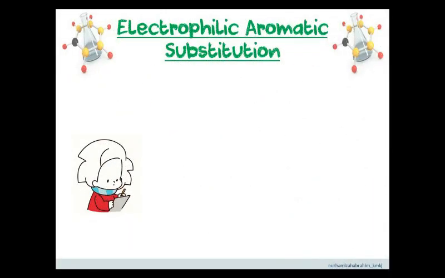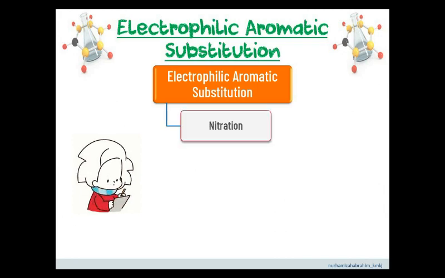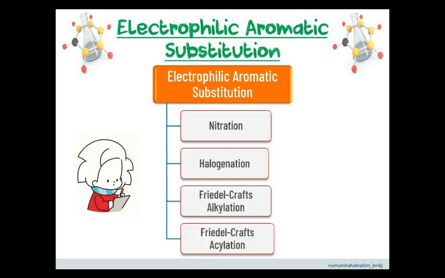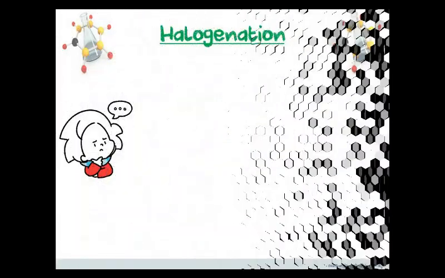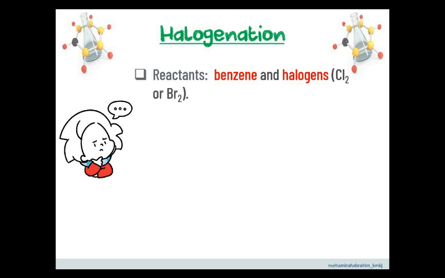There are 4 reactions associated with electrophilic aromatic substitution of benzene, such as nitration, halogenation, Friedel-Crafts alkylation, and Friedel-Crafts acylation. The first one is halogenation. The reactants must contain benzene and halogens, Cl2 or Br2. Iodine and fluorine are exceptions, because I2 is unreactive, while F2 is too violent.